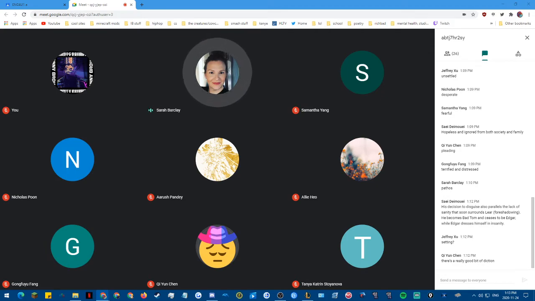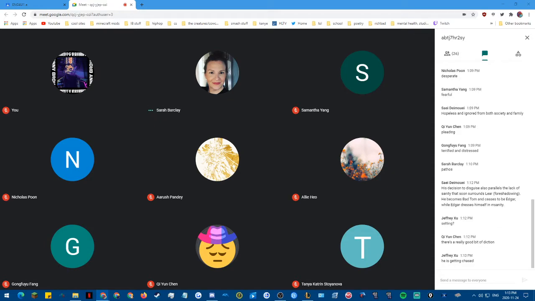Setting. So Jeffrey, let's talk about the setting. What is important about the setting? What does the setting help us to understand about this passage or about the importance of this? Anyone want to talk about the setting?